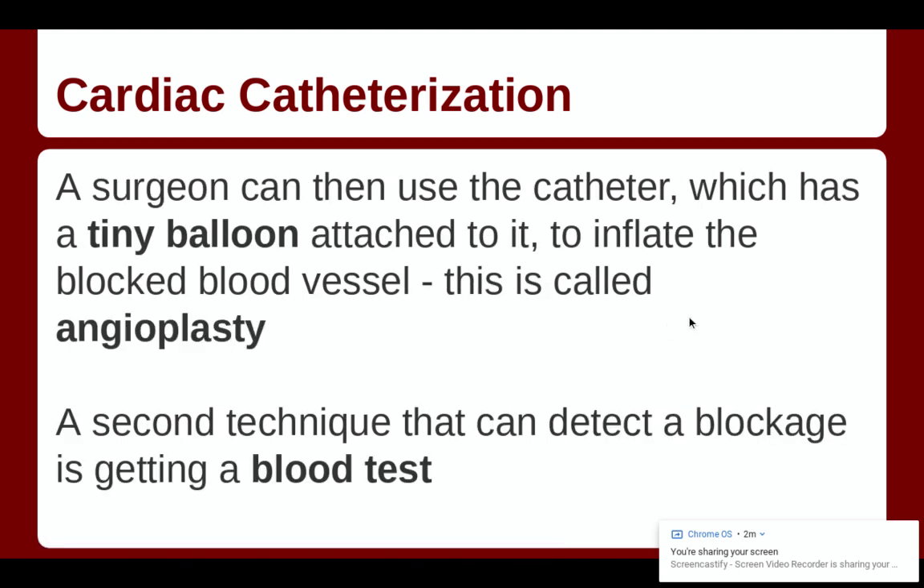Okay, a surgeon can then use the catheter, which has a tiny balloon attached to it, to inflate the blocked blood vessels. Okay, so this is called angioplasty. A second technique that can detect a blockage is to get a blood test.